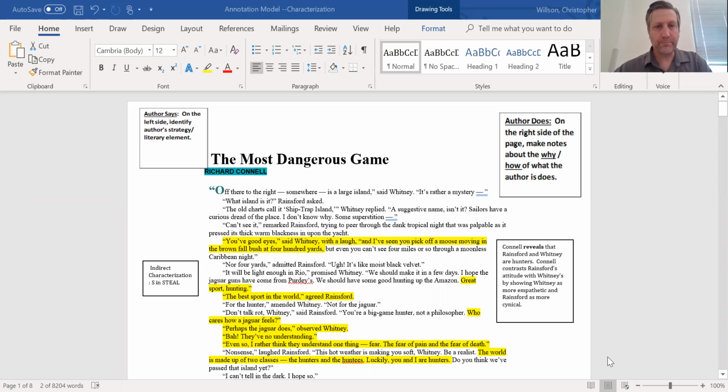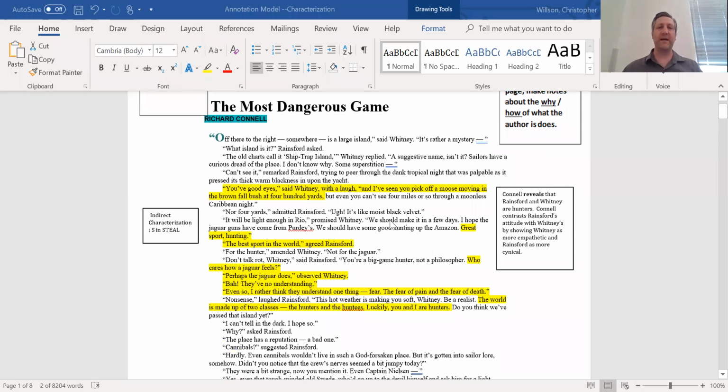Okay, so just like the previous annotation, on the left side, we're going to identify the author's strategy or the literary element. So that's where we'll identify STEAL, indirect characterization, internal conflict, static versus dynamic, all that. And then we're going to look on the right-hand side at what the author is actually doing and what the results are. And again, we'll start with our author, we'll have our verb, and then we'll have the explanation after that.